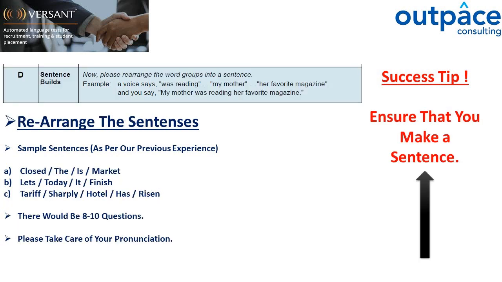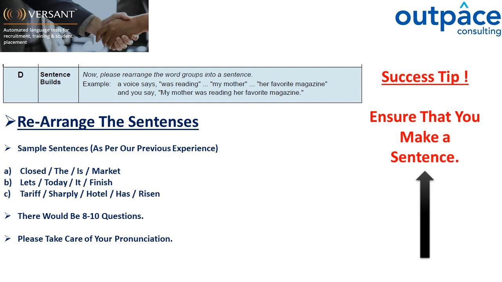Now coming to section D, it is rearrange the sentences. There would be jumbled words. We have given certain examples like "close the is market," the market is closed; "let's today it finish," let's finish it today. There will be around 8 to 10 questions, and they all would be jumbled up. You have to listen to the jumbled words and frame a sentence. The success tip is to ensure that you are making a sentence.